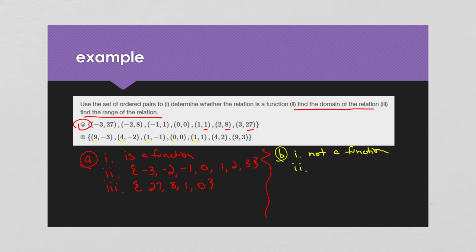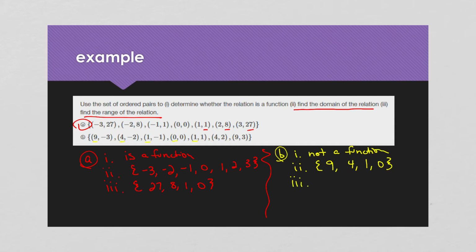Double I, we can still find the domain and range even if it's not a function. So we would have 9, 4, 1, 0. I would not list the 1 again. I would not list the 4 again, and I would not list the 9 again. So we're good with what we have here.